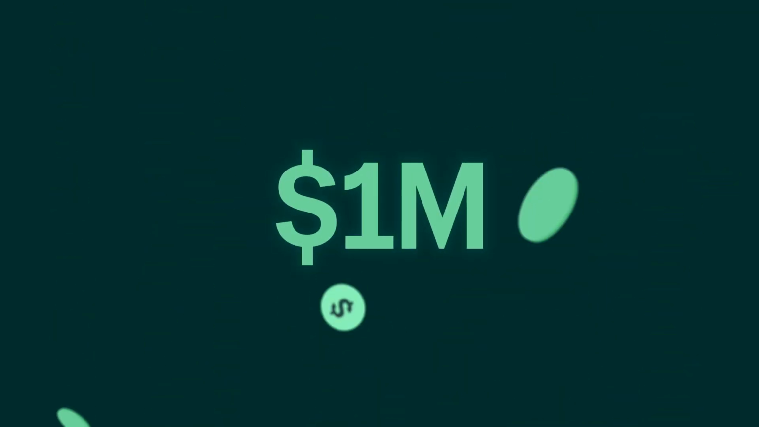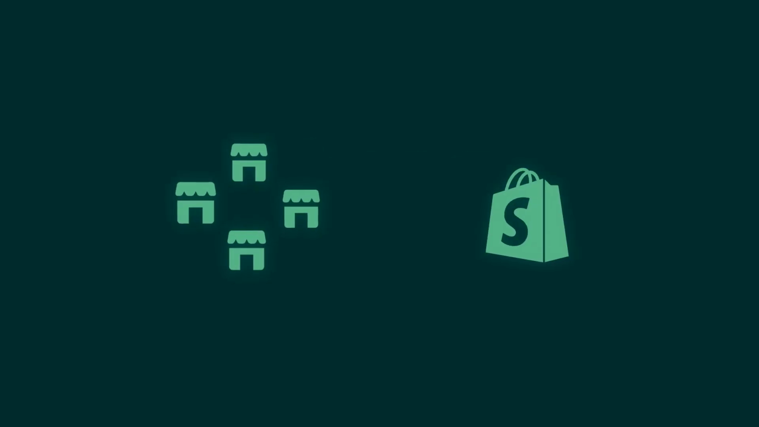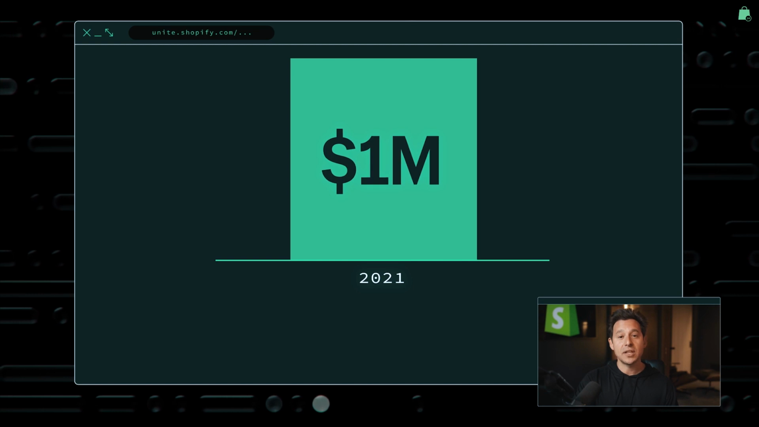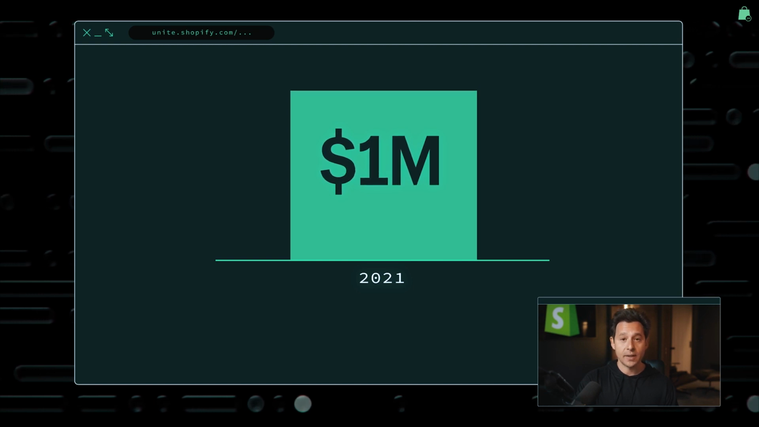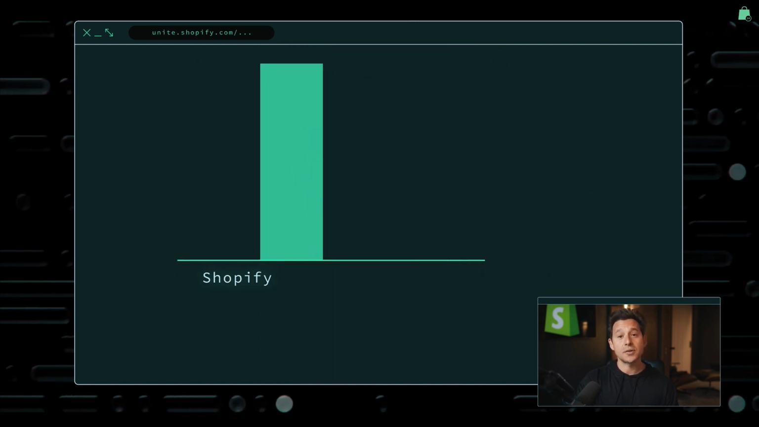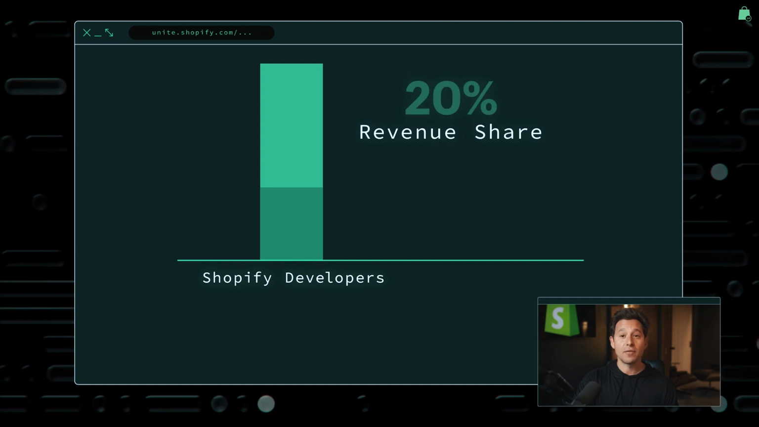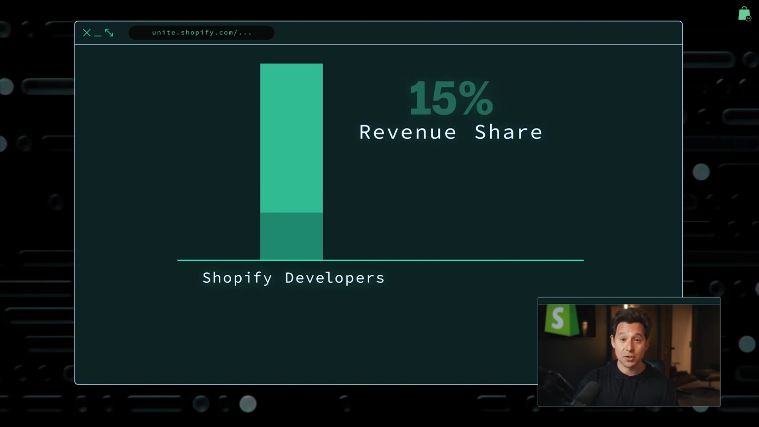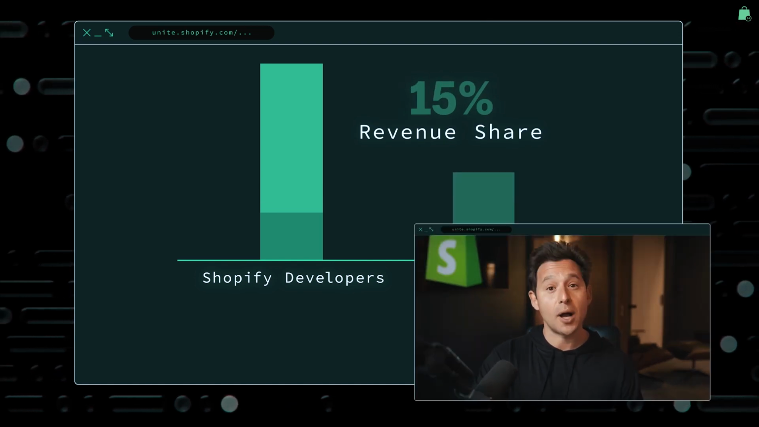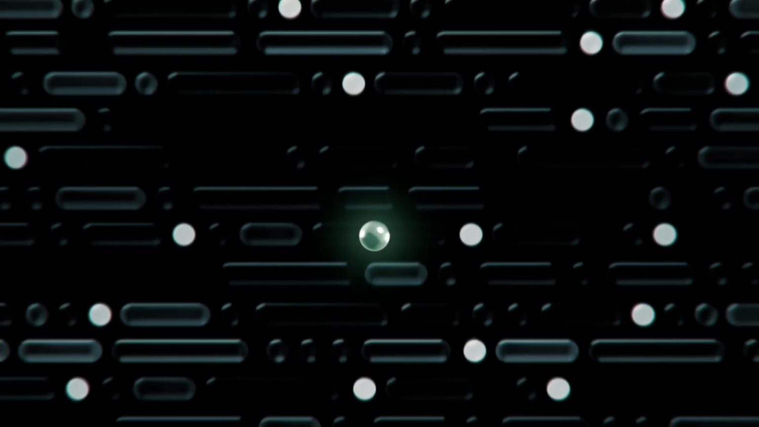On August 1st, we are removing all revenue share on the first $1 million you earn selling your apps on the Shopify App Store. Every year, your first $1 million is all yours. And after you earn more than $1 million, we are lowering the revenue share from 20% to 15%, half of what other popular app stores cost. We want the greatest developers in the world focused on making commerce better for everyone.